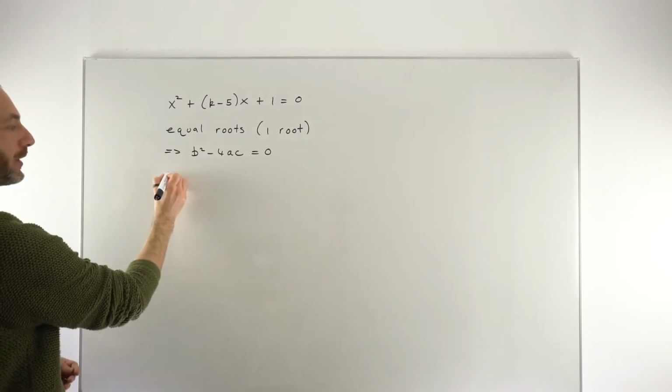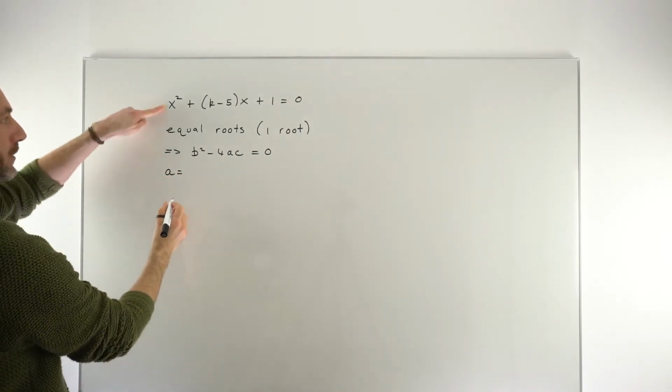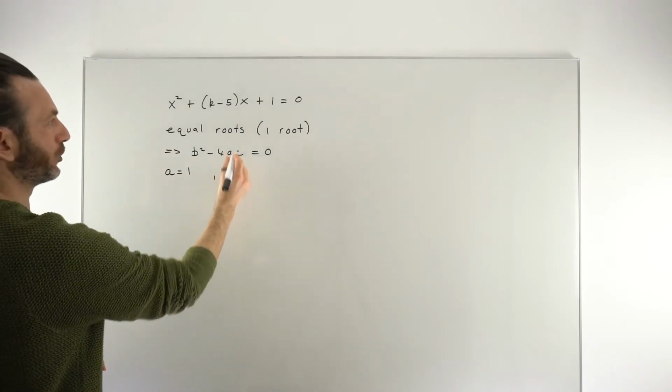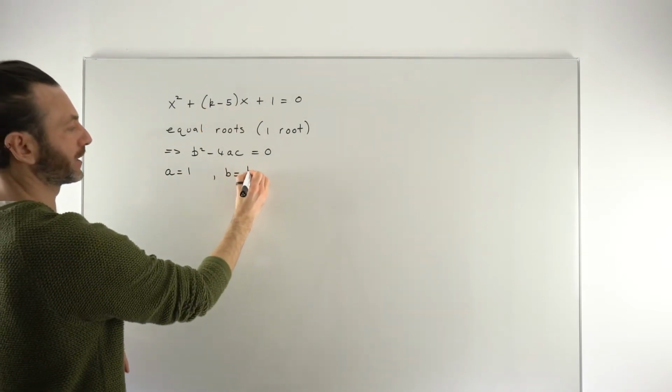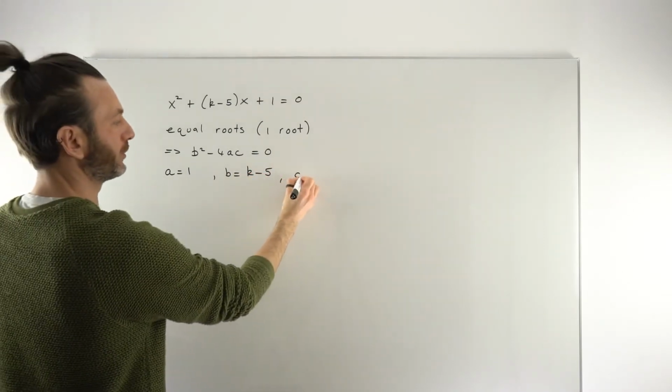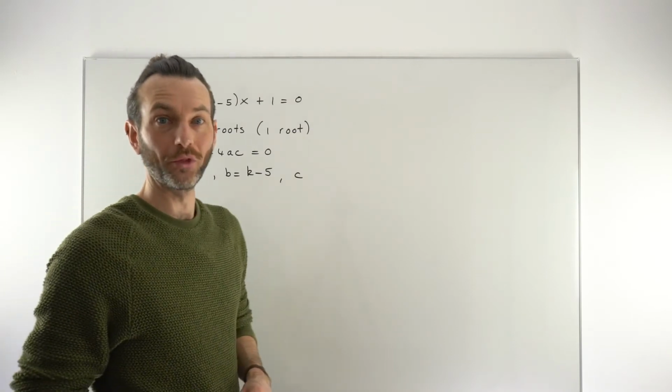So let's identify our a, b, and c values. The a is the coefficient of the x squared term, which is 1. The b is the coefficient of the x term, which in this case is everything in front of the x, which is k minus 5, and the c value is just everything that's not the a and the b value.